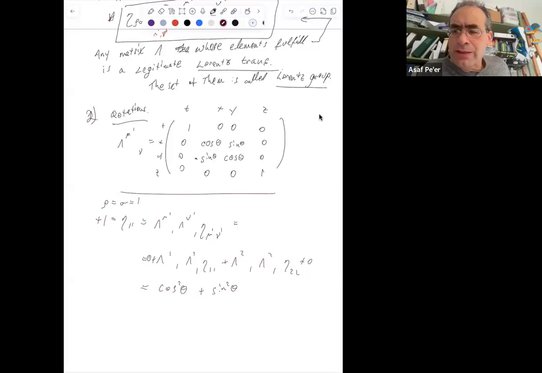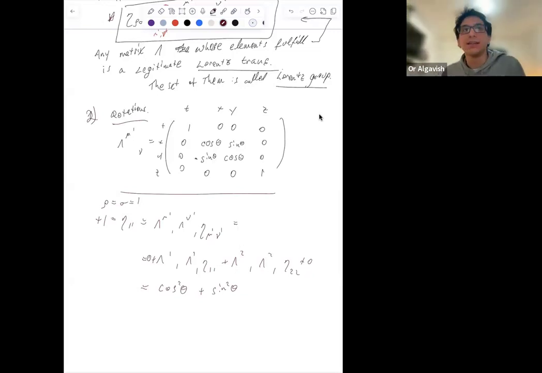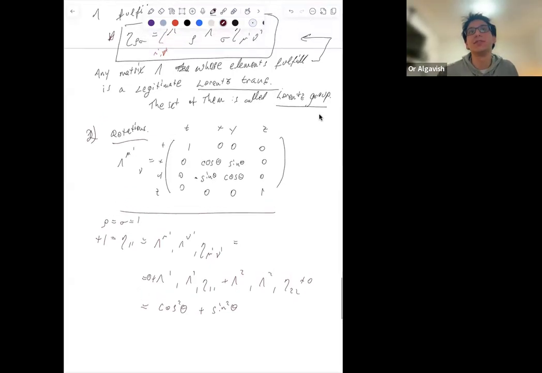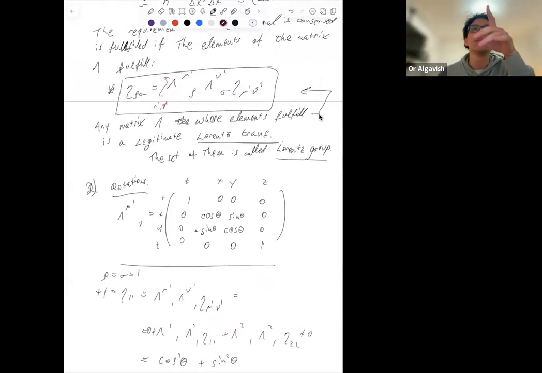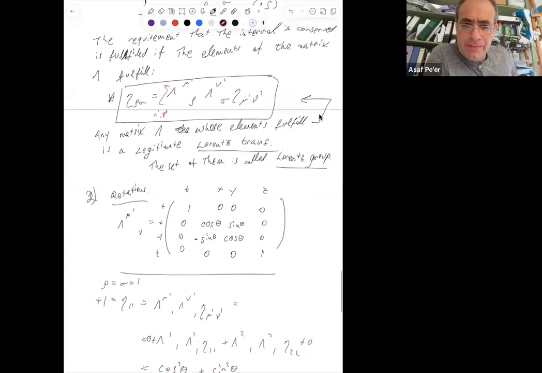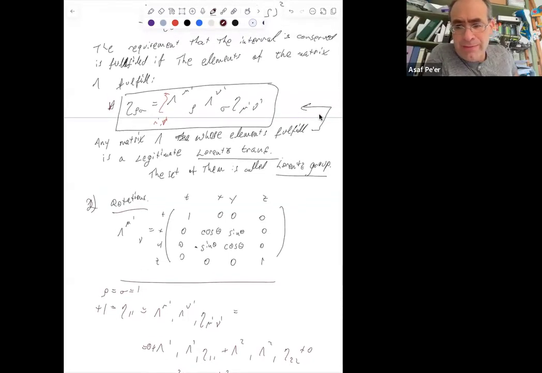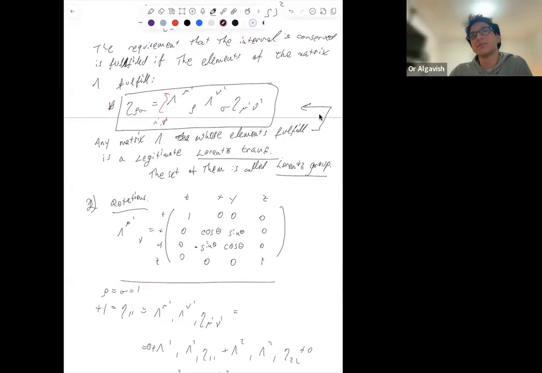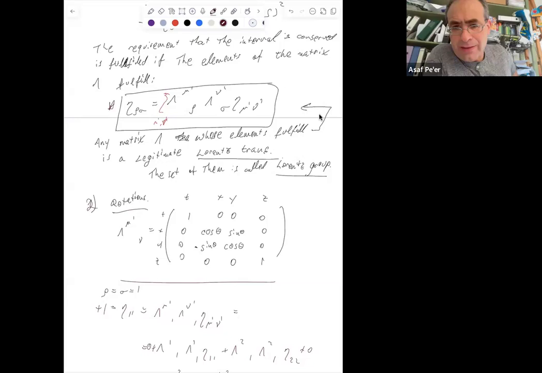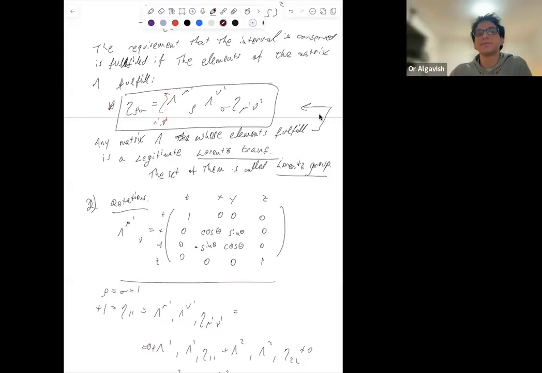Yes, now there was another question. You can say that every unitary transformation is legitimate, no? Is a Lorentz transformation, no? Because if you raise both sides to the power of 2, the left side is always 1. No, because eta is not changed. Eta is a fixed matrix. I didn't touch eta.